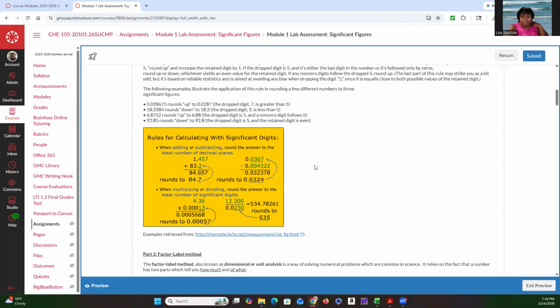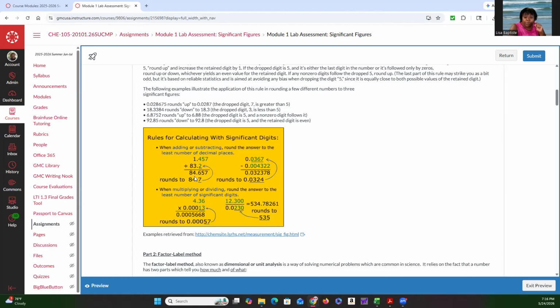All right. And so then there are rules for when we're calculating with significant figures. If we're doing adding and subtracting, we look at decimal places. And so if we look at this example, we have 1.457 and 83.2. 1.457 has three numbers after the decimal, or three decimal places. 83.2 has one number after the decimal, or one decimal place. We always go with the fewest number of decimal places to round our final answer. So because this number has one decimal place, we want our final answer to have one decimal place.